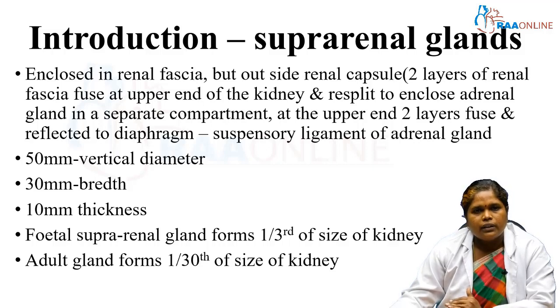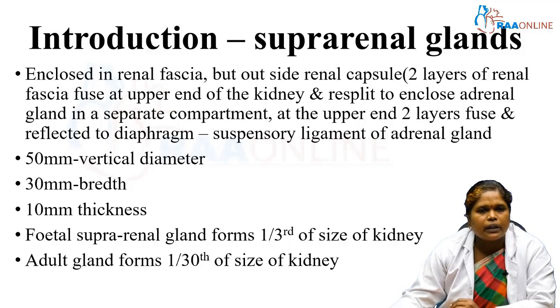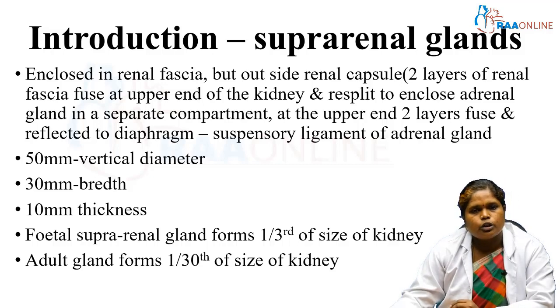And coming to the external features, it measures 50 mm vertically, 30 mm in breadth, and 10 mm in thickness. So these are the dimensions of the suprarenal gland. And the other important thing you have to note here is that the fetal suprarenal gland forms 1/3 of the size of the kidney. But in an adult, the suprarenal gland forms 1/30th of the size of the kidney. So in the fetus, the suprarenal gland is larger in size compared to the adult suprarenal gland.